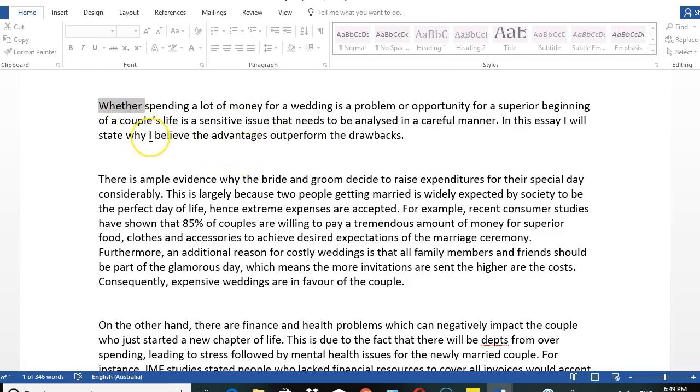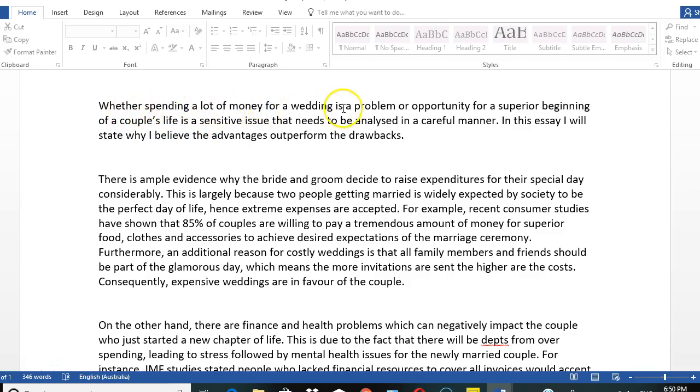You know, if you start a sentence with whether, you actually introduce an alternative. For example, whether spending a lot of money on a wedding is worth it or not needs to be analyzed in a careful manner. You see, whether doing this or not needs to be analyzed in a careful manner. So that's why you might want to get rid of this whether and go on kind of like this.